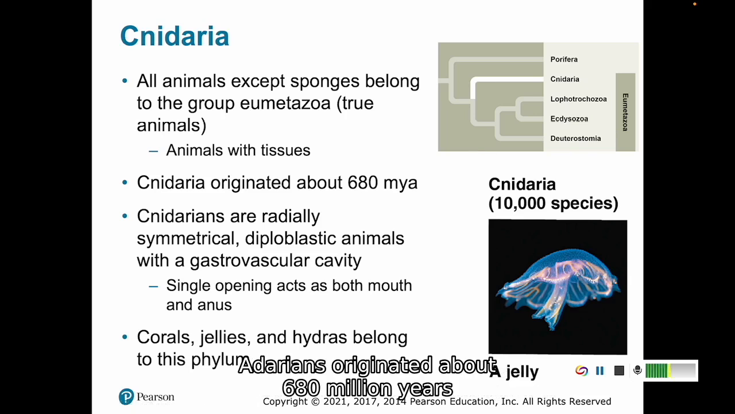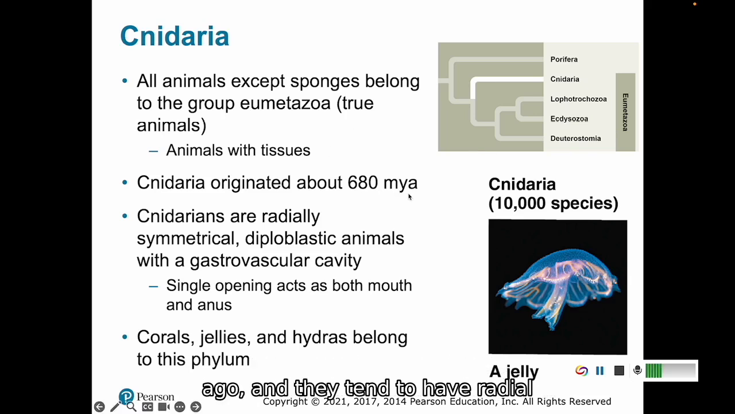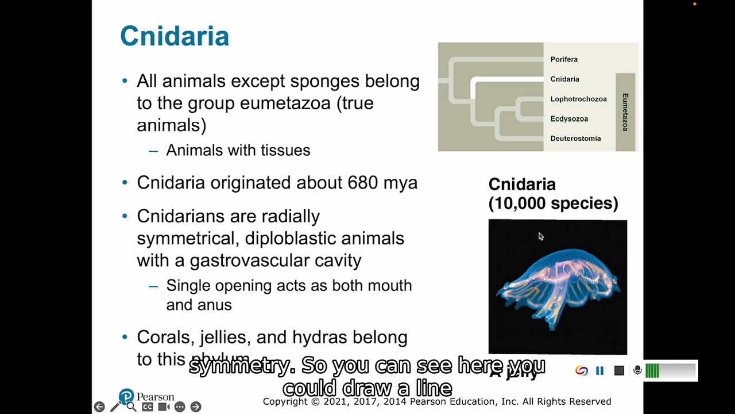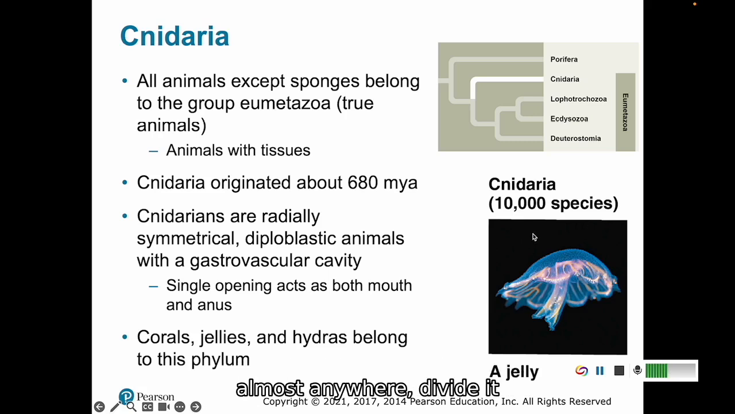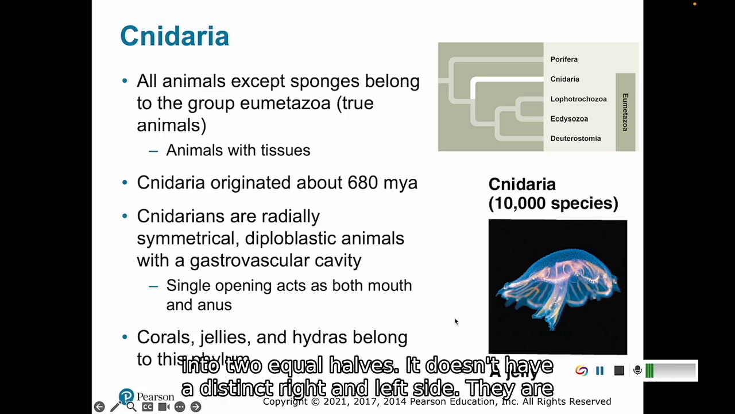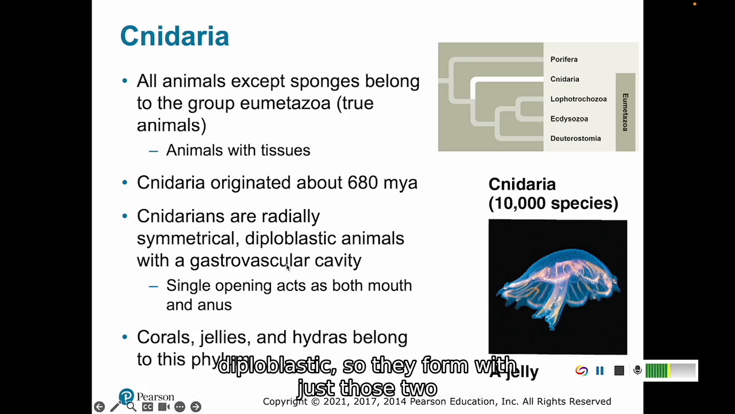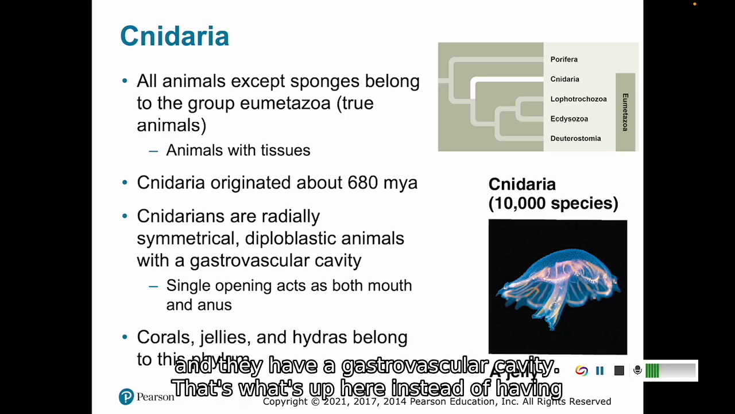Cnidarians originated about 680 million years ago, and they tend to have radial symmetry. So you can see here, you could draw a line almost anywhere and divide it into two equal halves. It doesn't have a distinct right and left side. They are diploblastic, so they form with just those two tissues during gastrulation, and they have a gastrovascular cavity.